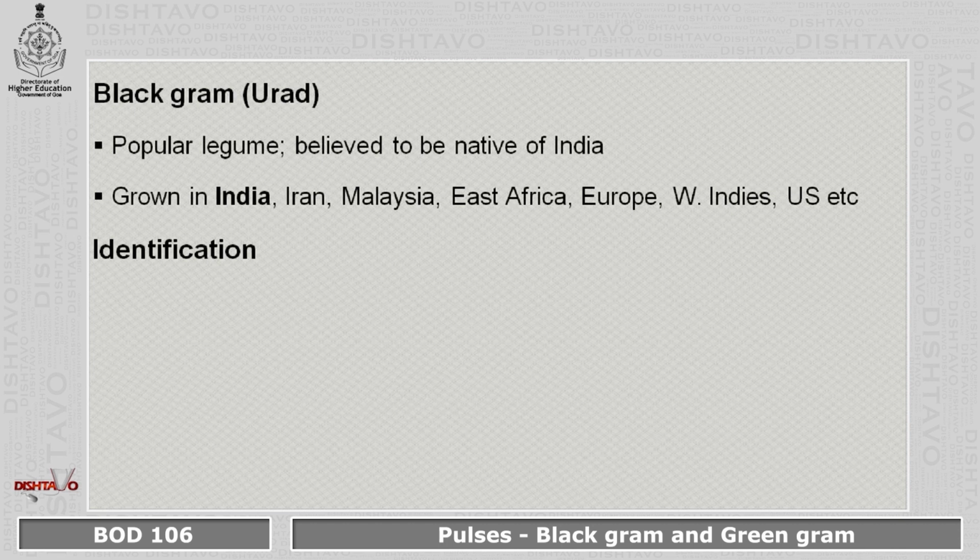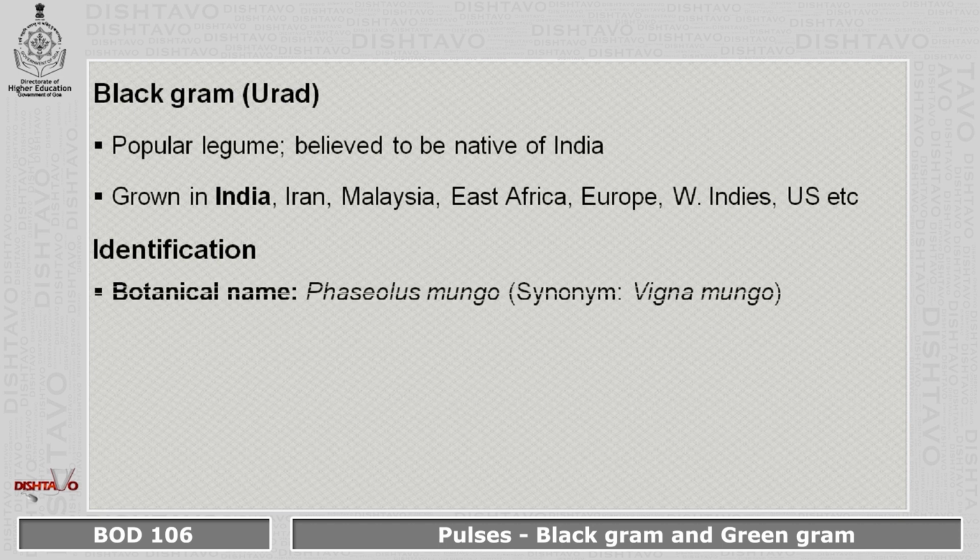And the botanical name of the plant is Phaseolus mungo, and synonym means here another name, another accepted name. So it is an older name, that is Vigna mungo, but now it is called Phaseolus mungo and it belongs to the family Fabaceae.